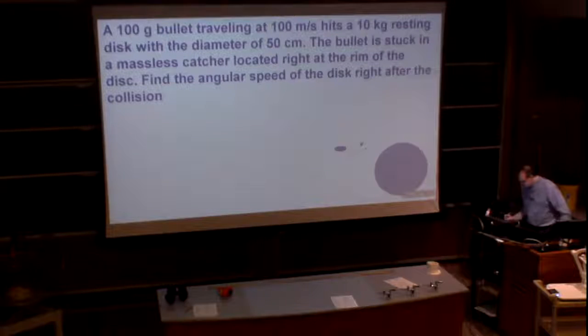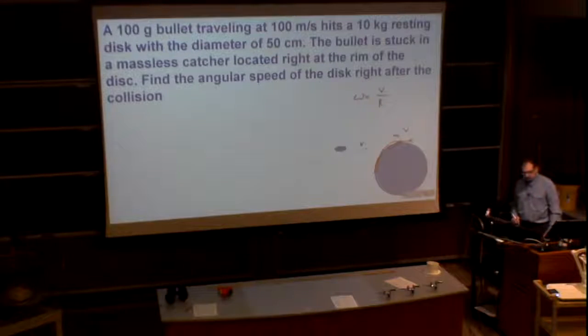We don't care about the history. We care about the bullet, which is hitting the disk right here. It travels at this speed. It has a given mass. But we could assume that it was not flying straight ahead, that it was rotating first before it hits the catcher. And if it was rotating, the angular speed of that rotation would have been equal to the linear speed of that bullet divided by the radius.